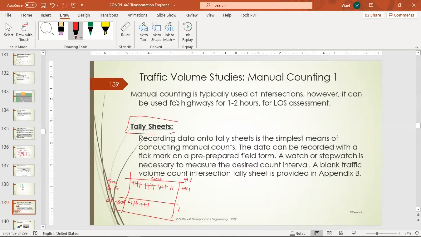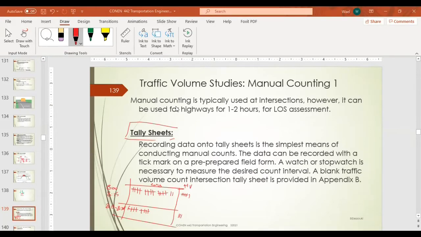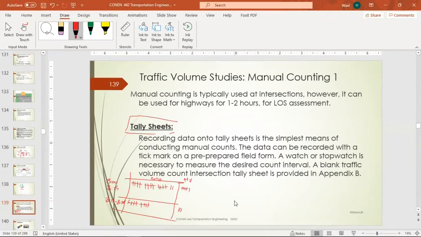As vehicles pass the point that you are counting at. You see my point? So that's the manual counting. After you finish, you go and sum these volumes, and you are done with that. So that's the tally sheet, or the manual counting.